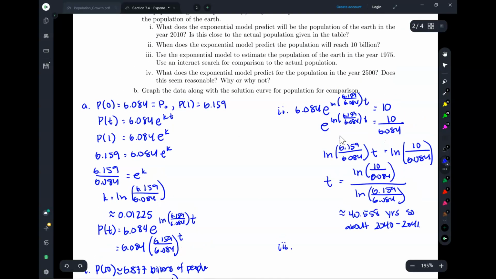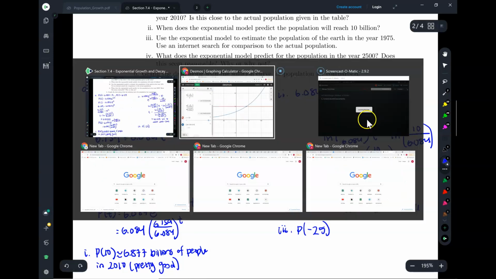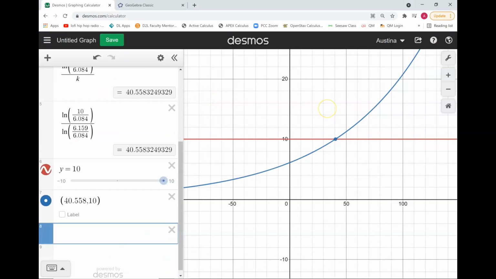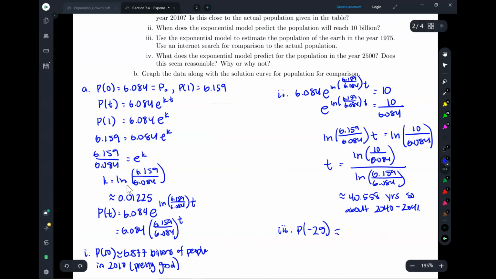Okay, so now what we're going to do is use the exponential model to estimate the population of the Earth in the year 1975. So the year 1975 would have a negative t value, right? Because it comes before the year 2000. So we would be finding p of negative 25. Because 1975 is 25 years before the year 2000. So let's see what that predicts. P of negative 25. And I get about 4.479 billion people. Now that's not in our table, is it?